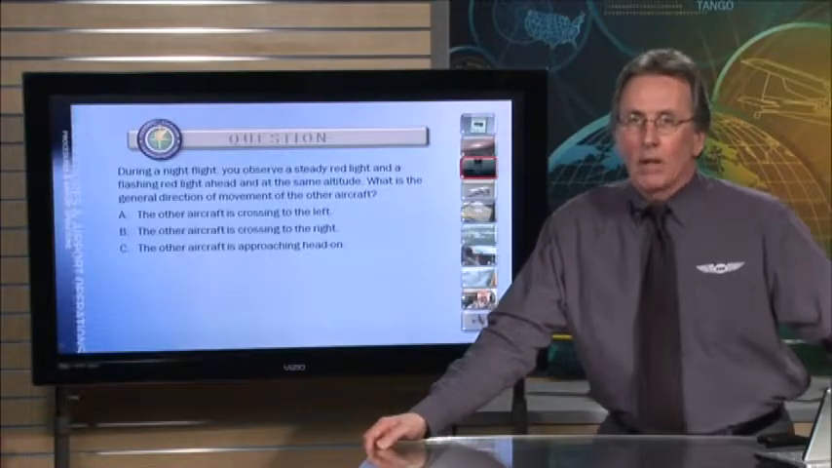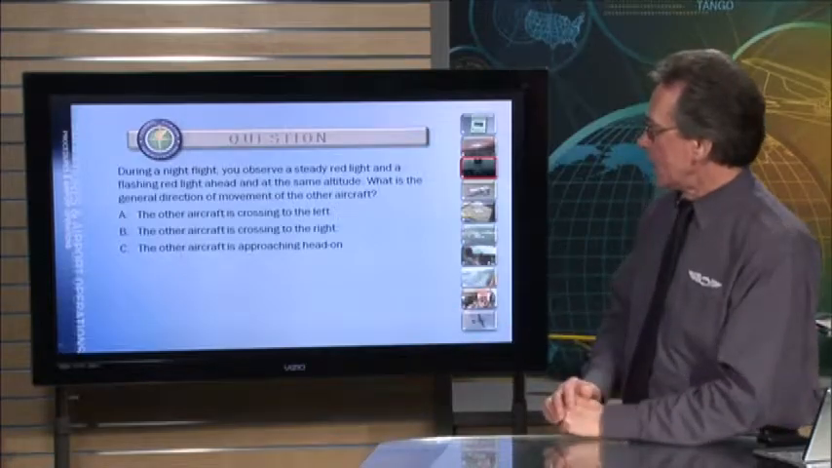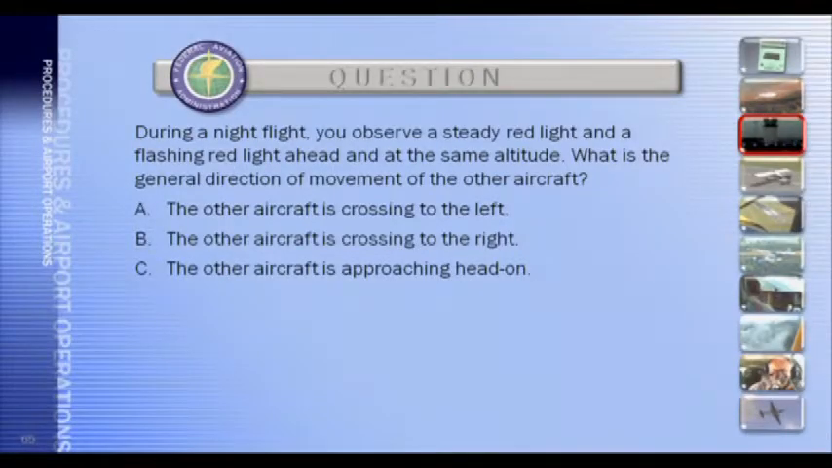Okay, airport and aircraft lighting, a big subject. Let's have a couple of questions on this. During a night flight, you observe a steady red light and a flashing red light ahead and at the same altitude. Now, what is the general direction of movement of the other aircraft? Which of these, A, B, or C, is correct?